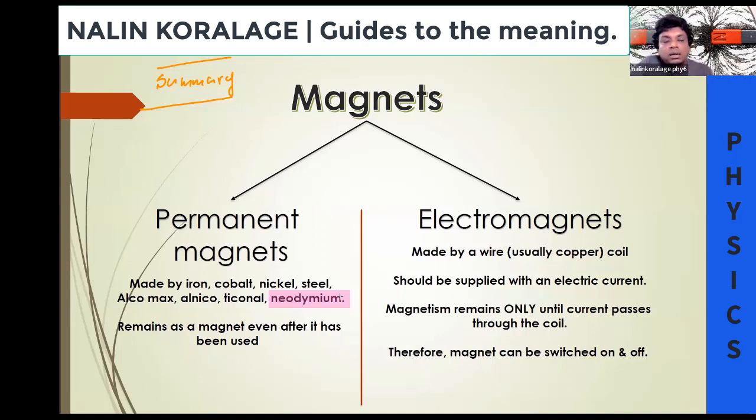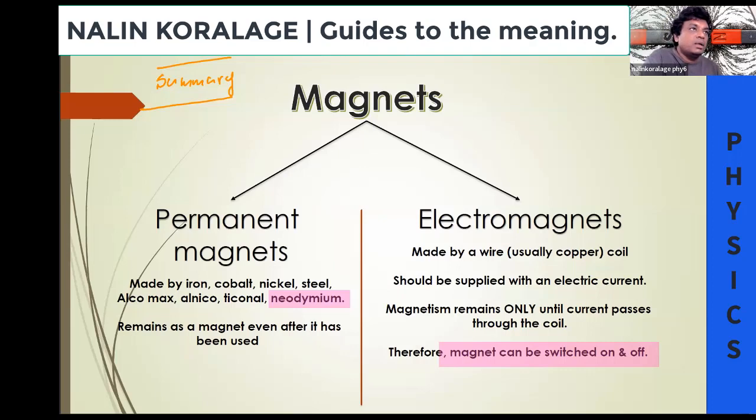Now, electromagnets are made by a wire coil, and they should be supplied with an electric current. Then, and only then, it gains its magnetism, or it becomes a magnet. That is the advantage of electromagnets over permanent magnets. We can switch the current supply on and off, and thereby switch the magnetism on and off as we want. Magnetism remains only until current passes through the coil, so the magnet can be switched on and off. Ultimately, this is the major advantage of electromagnets over permanent magnets.